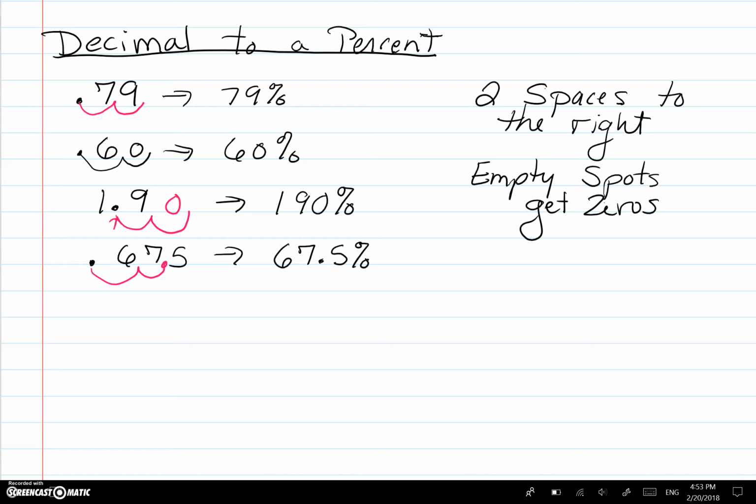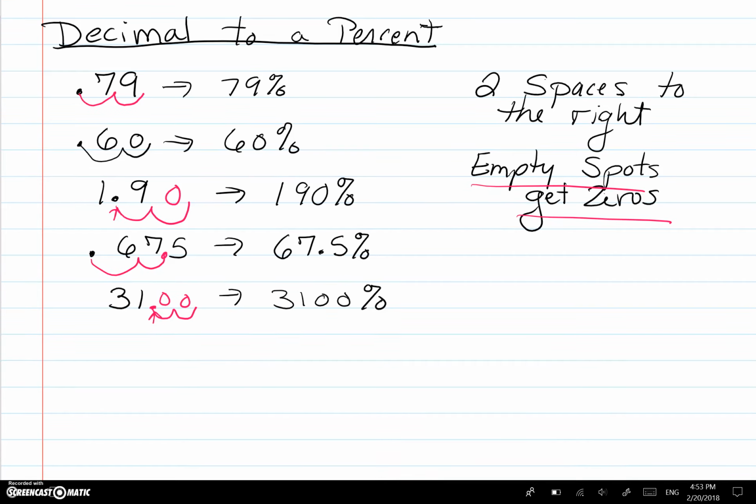Okay, let's do one more. What if I have a whole number? What happens if I have, let's say, 31? Well, again, where's the decimal point in 31? Correct, it's at the end of the number. Remember we said that before? Decimals are at the end of the whole number. So I have to move this 2 spaces. 1, 2. I have 2 empties. Empty spots get zeros. So this becomes 31,000%. Yes, you can have a percent that big, ladies. Okay, pause the video so the girls can copy down the work, and press play when they're ready to move on.